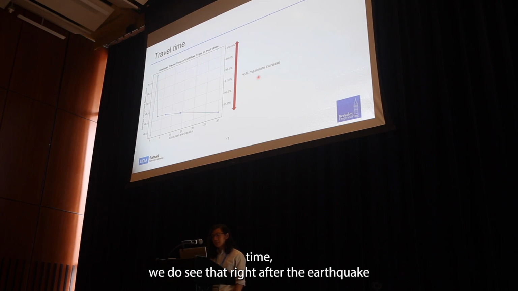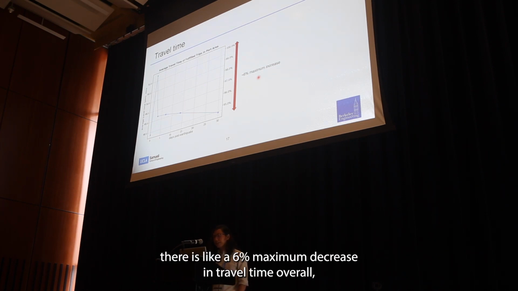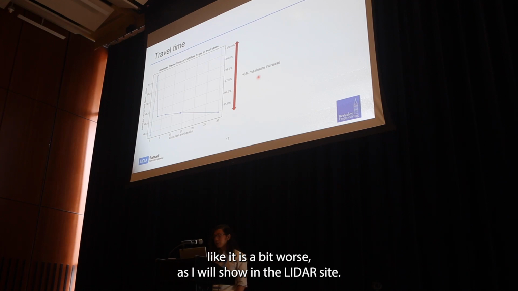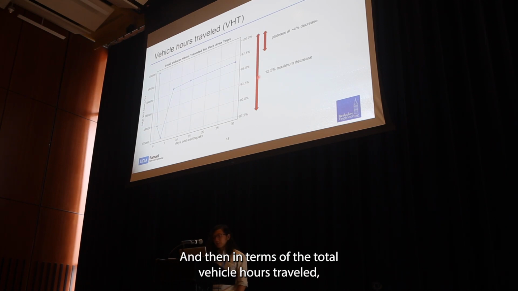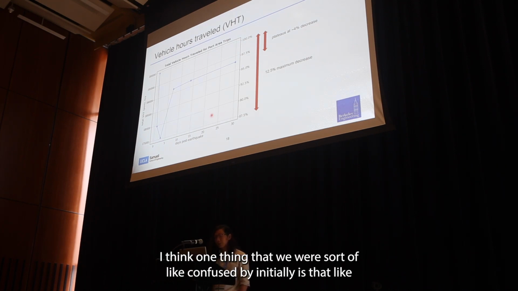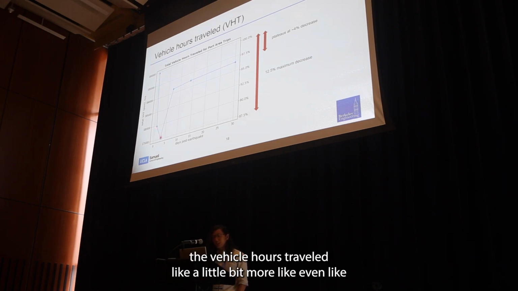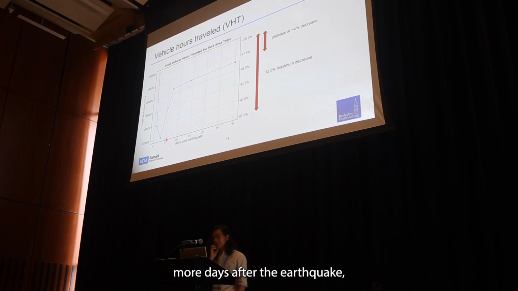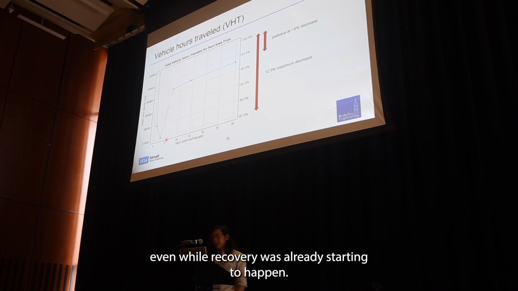In terms of travel time, we do see that right after the earthquake there is a 6% maximum increase in travel time overall. But compared to the cost impact of the lost demand, it is a bit dwarfed, as I will show in a later slide. In terms of the total vehicle hours traveled, it decreases to 12.5% and plateaus around 4% eventually. One thing we were confused by initially is that the vehicle hours traveled drop a little bit more even many days after the earthquake, while recovery was already starting to happen.